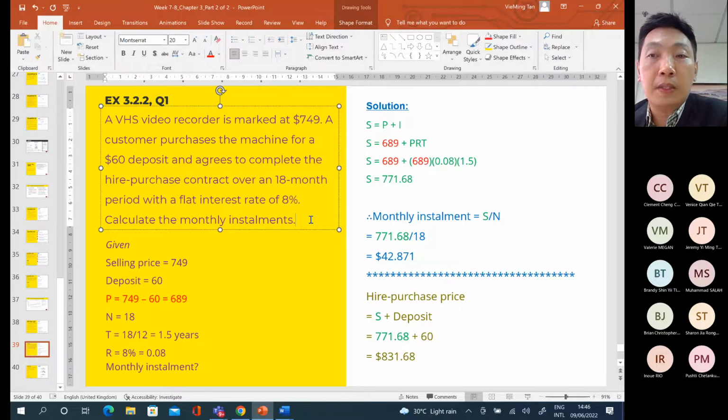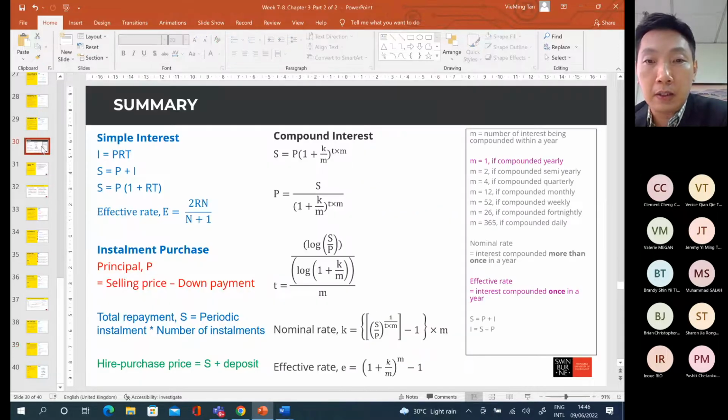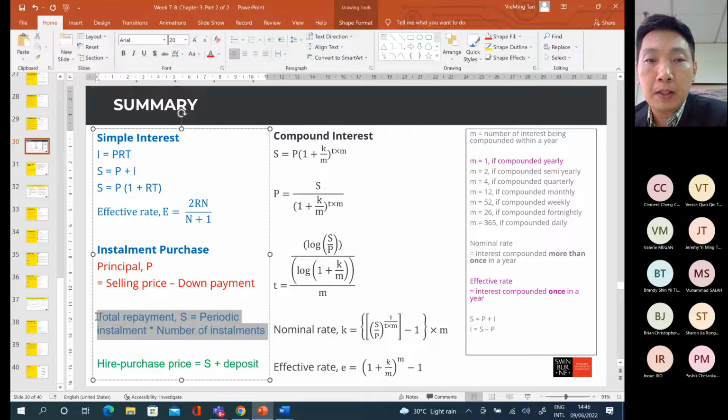Before we answer, monthly installment now, what is the formula that we should use in order to answer this question? What is the formula in order to calculate the monthly installment? Okay, in order to get the monthly installment, you can just simply use this formula, but you need to transpose the formula. So monthly installment is referred to the periodic installment. So the periodic installment is equal to S divided by number of installment. Number of installment, we can use N to represent. So it's S divided by N.